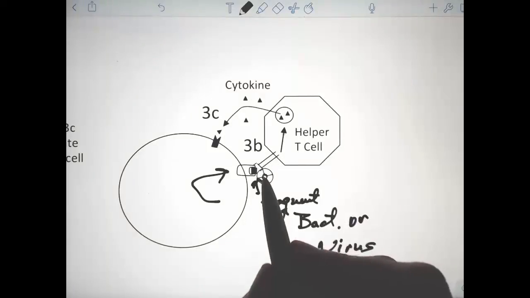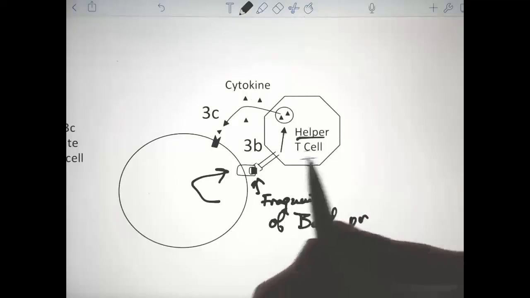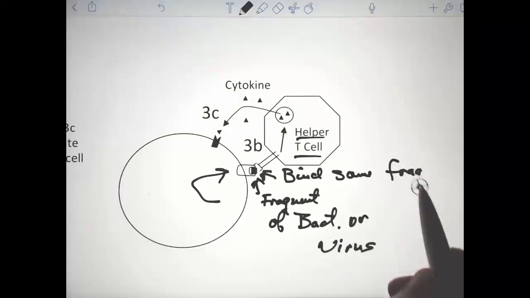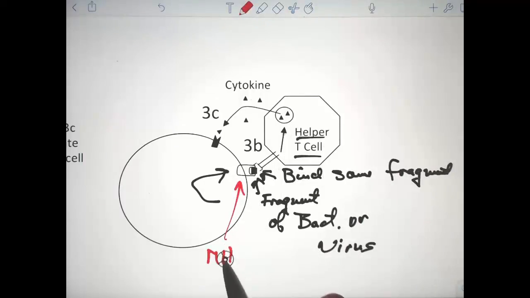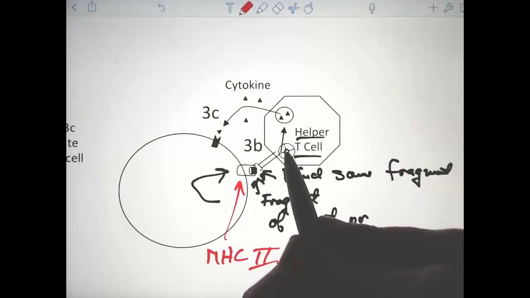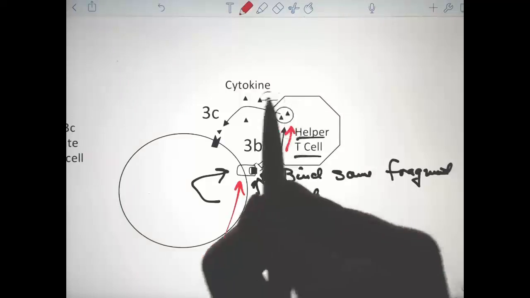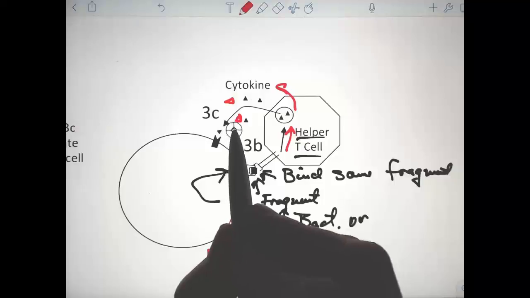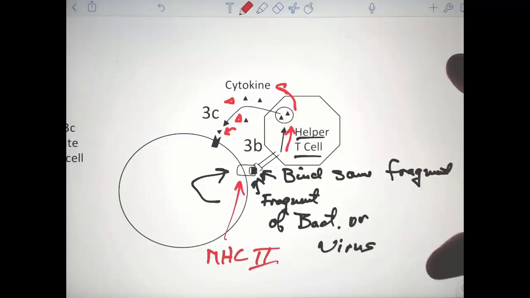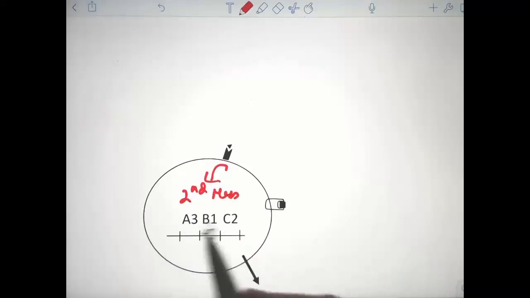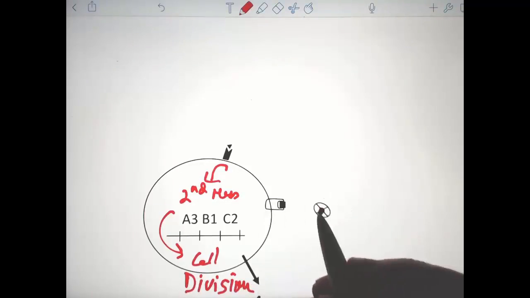That binding again to a matching helper T cell. So that helper T cell also has to bind the same fragment held in an MHC2 again. And when binding happens, that activates a second messenger cascade and results in cytokine release. The cytokines bind to a receptor on the B cell, and that activates a second messenger cascade that causes cell division. So we had two events.